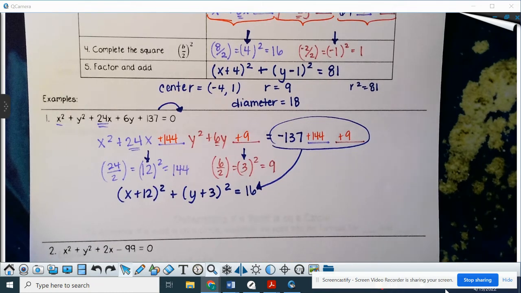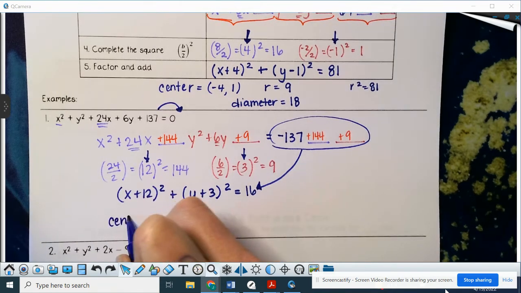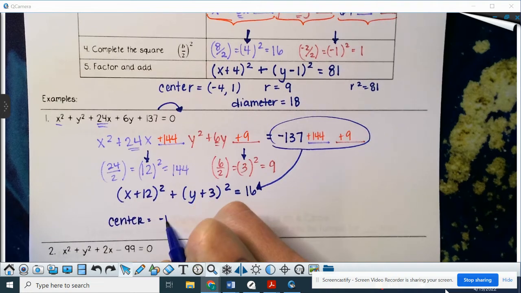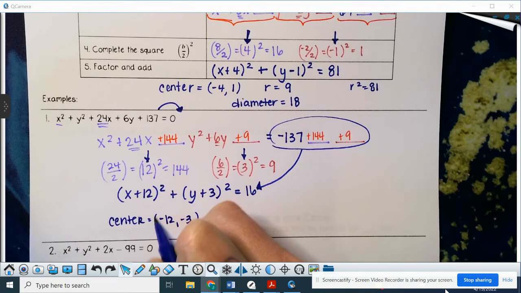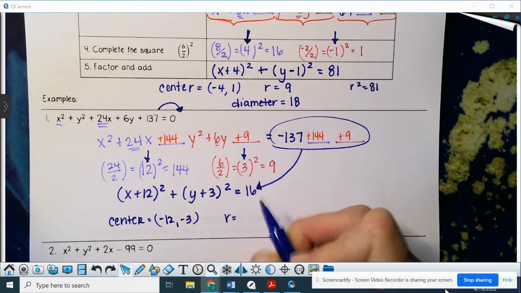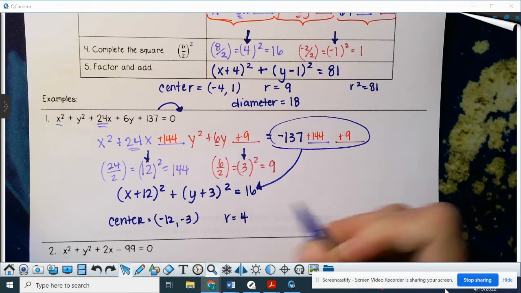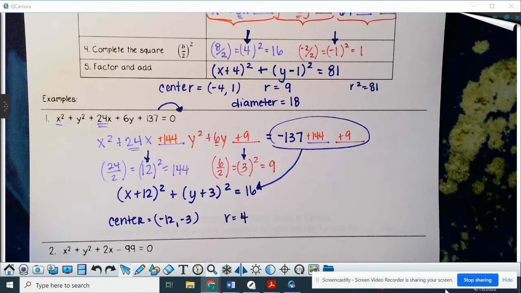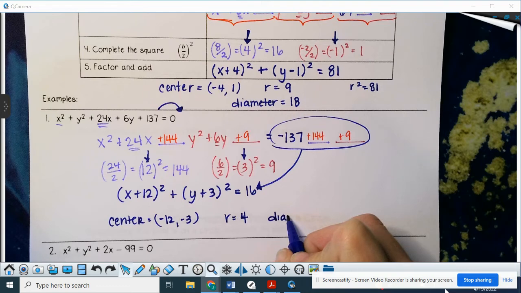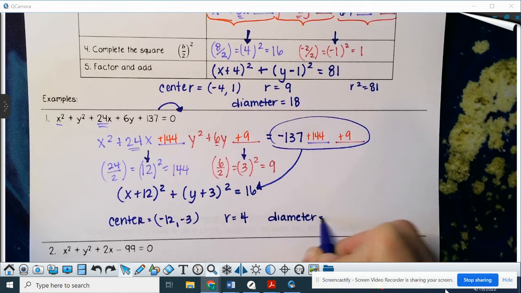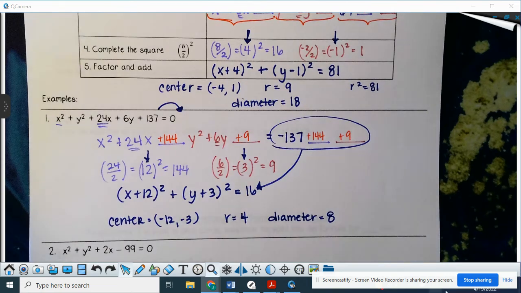So then our center is negative 12, negative 3. And our radius is the square root of 16, which is 4. Because 4 times 4 gives me 16. And in that case also, just as a full circle, our diameter is 8. All right, so that's your standard form. Hopefully you remember that from last week.